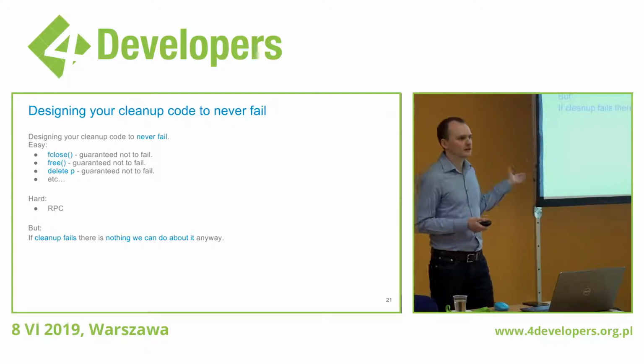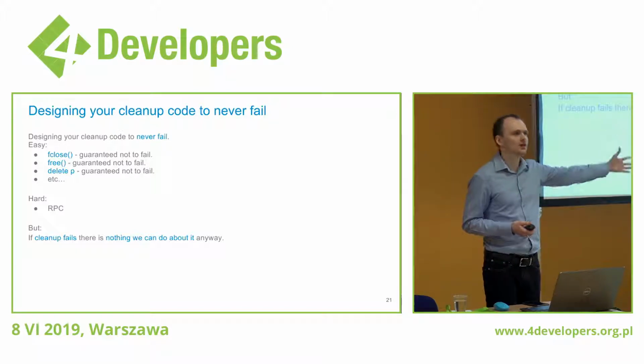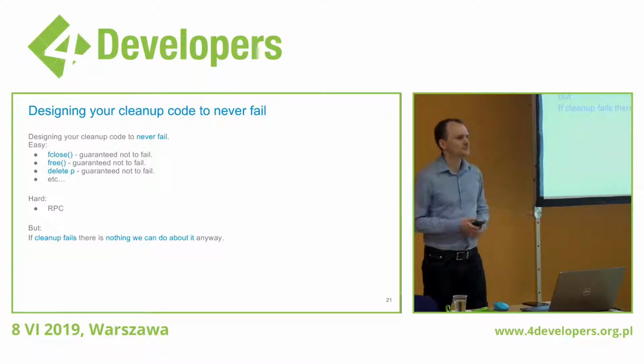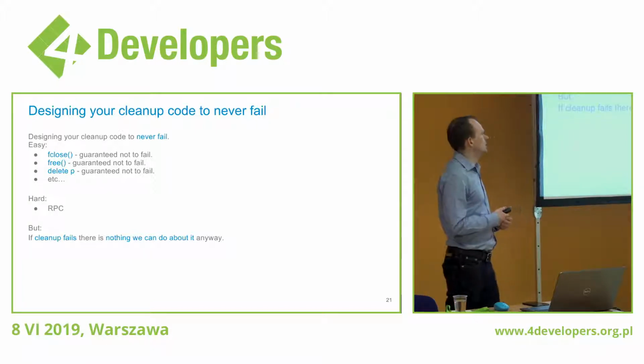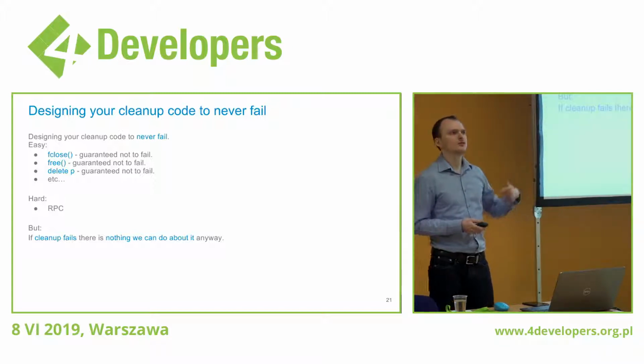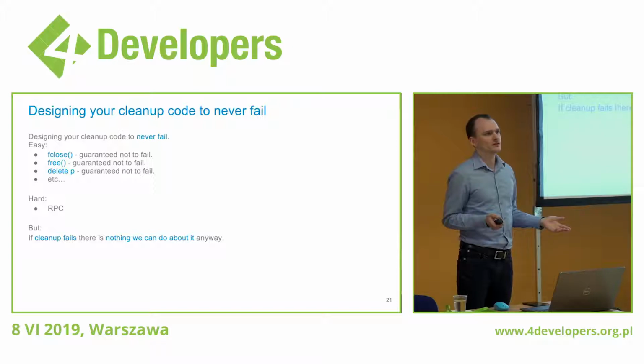Sometimes, like in the case of RPC, when you have a resource on the other side of the network, for example, it can throw. But yeah, if it fails, there is nothing we can do about it anyway. We can try to do it again and again, but ultimately, you either have to ignore it or kill your program. There is no other way.